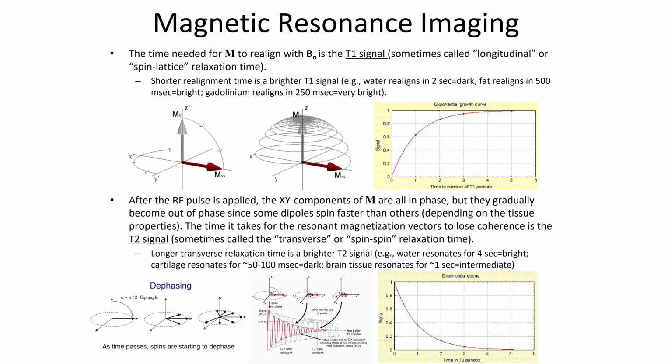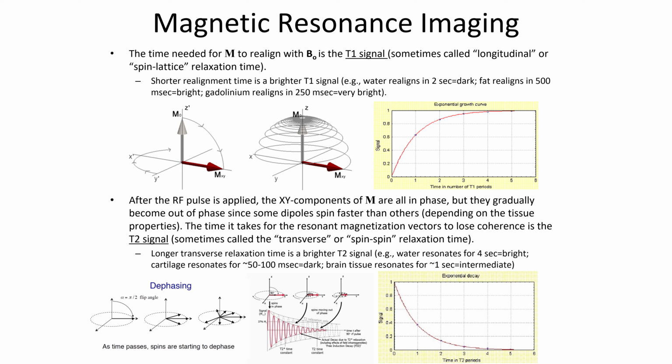So the time that it takes for the magnetization vectors to lose coherence is called the T2 signal, sometimes called the transverse or spin-spin relaxation time, because you can see this magnetization vector is perpendicular to the main external field. So that's why it's called transverse.